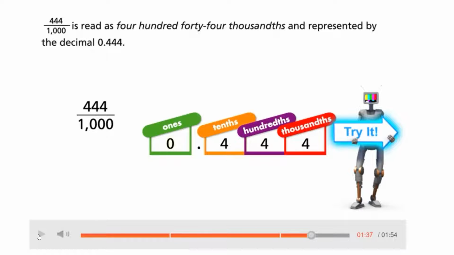Okay, so one of the things we're going to pay attention to when we're talking about place values with decimals: if you have 444 out of 1,000, you're saying 444 thousandths, right? So your last digit needs to be in the thousandths place. That's how you're naming it. You're not saying 444 tenths. You're saying 444 thousandths. So you always name it based on the last place value, the last position of that number in the decimal.